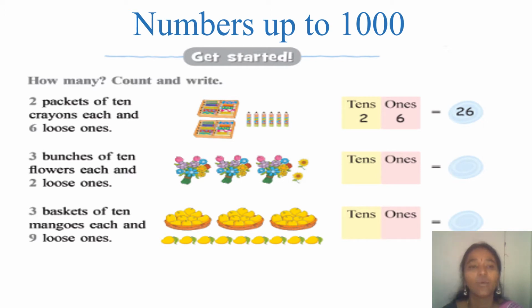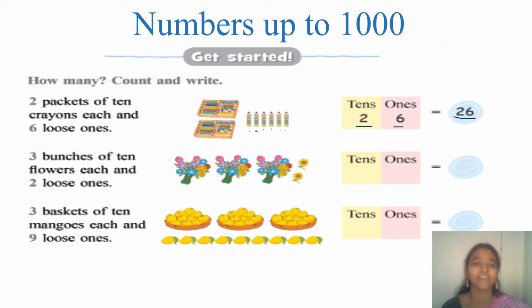In it, what is the first one given? 2 packets of 10 crayons each and 6 loose ones. There are 2 packets of crayons. Each packet has 10 crayons. So 2 tens, 20. So there are 2 under tens, and how many loose ones are there? 6, right? You can count 1, 2, 3, 4, 5, 6, and under ones they wrote 6, so total 26.